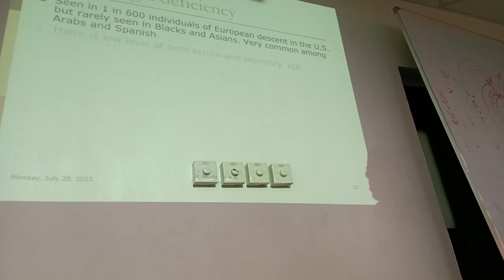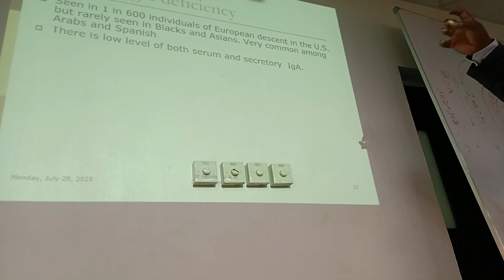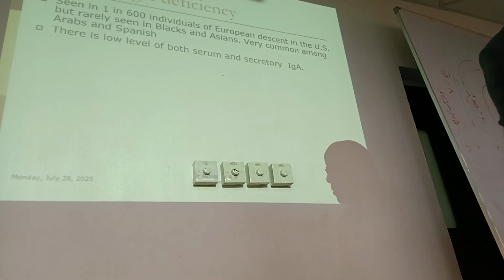So there is this next one, isolated IgA. From that name, there's an adequate amount of IgG, IgM and IgE, but just the IgA is deficient. It's a rare disease, but some people have a deficiency of IgA. It is seen in 1 in 600 individuals of European descent in the US, but rarely seen in blacks and Asians. It is very common among Arabs and Spanish. There is a low level of both serum and secretory IgA, so it's called isolated IgA deficiency.